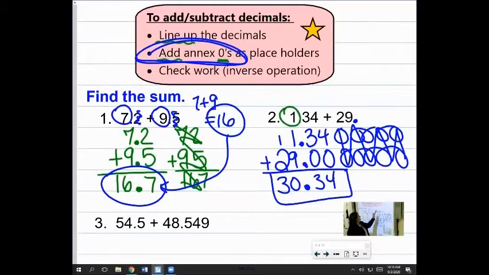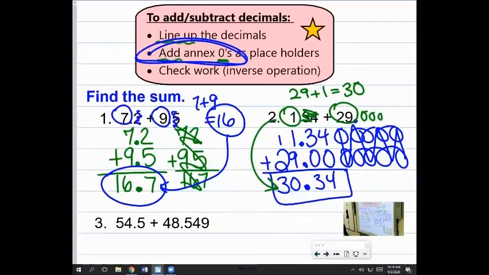So let's check if it's reasonable. Let's just look at the whole number here. Ignore the decimal part. Look at the whole number. There's no decimal there, but we know those are technically secret zeros. So 29 and 1 makes 30. And therefore, my answer is reasonable.